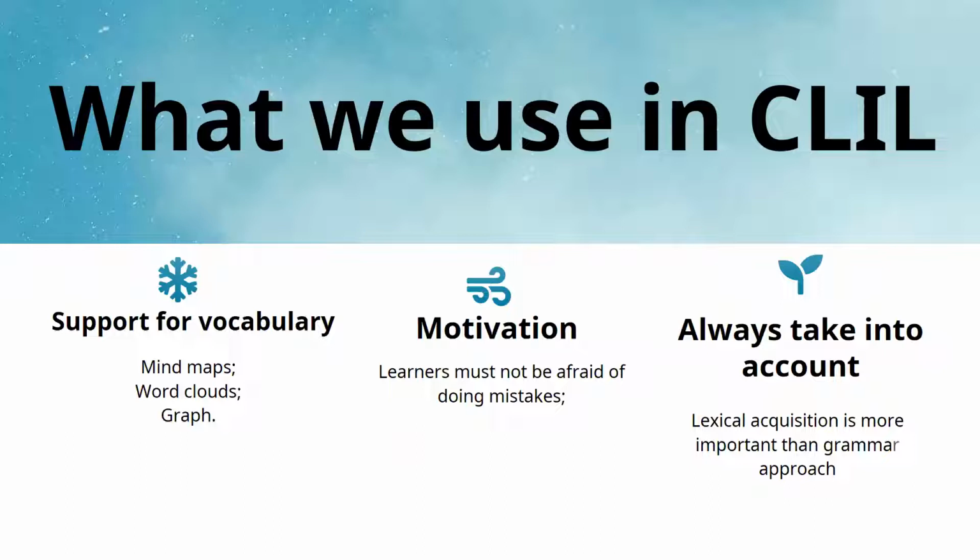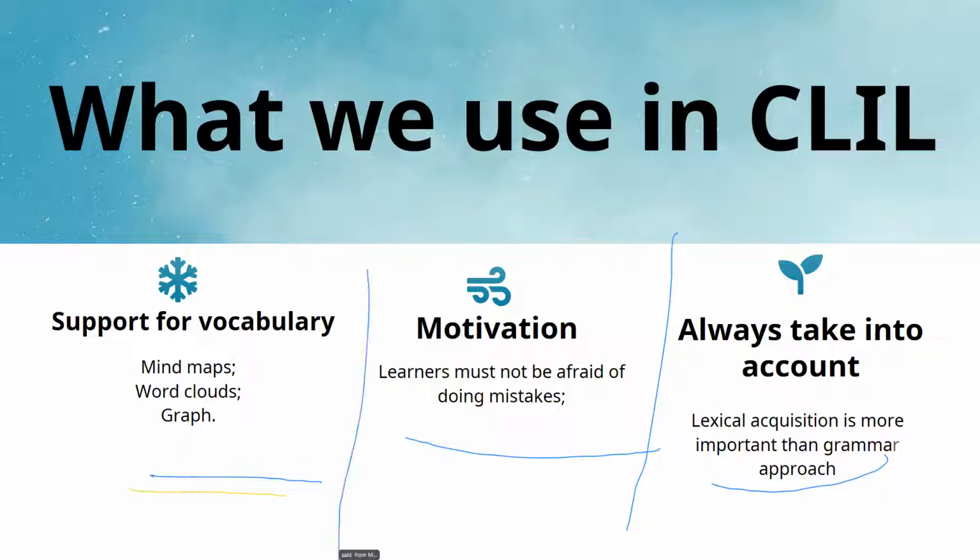What do you use in CLIL? So what's necessary to be good in CLIL, or to apply CLIL? Anyway, the first is support for vocabulary. So we choose a text to get information from it. This text can be mind maps. We're going to see an example of mind maps, word clouds, and a graphic. Some graphics we can have information from. This is the support for vocabulary.